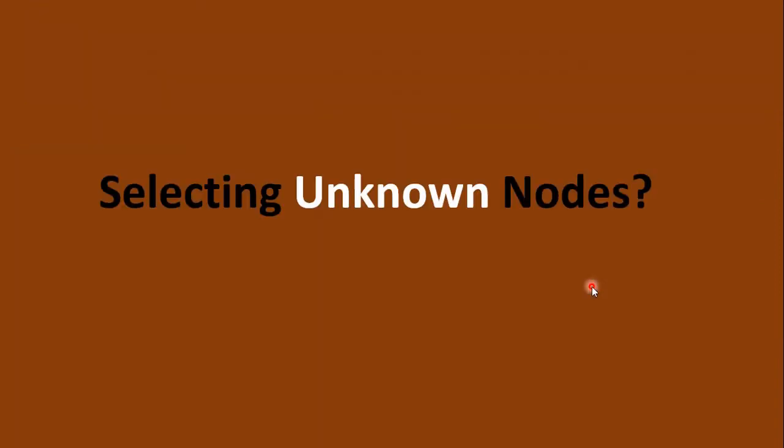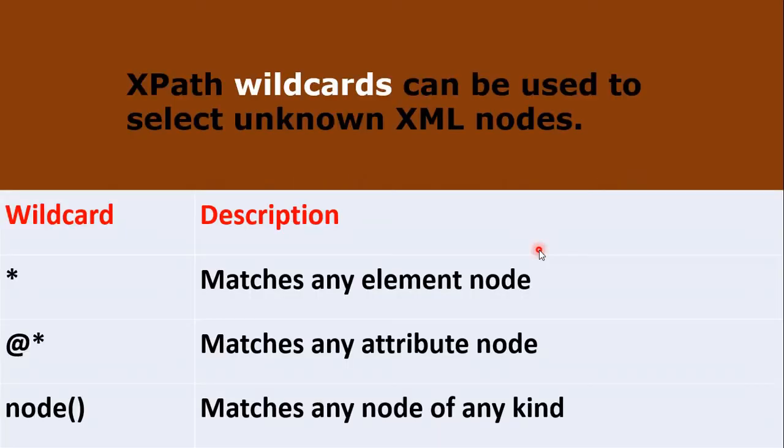Till now we have seen all the nodes, and we knew the XML document beforehand, so we wrote XPath expressions similar to the names. What if you don't know any node names, the root node name, the child node name, or the element names? Then how do we execute XPath expressions and get the data out of XML? You can select unknown nodes, and we will see how.